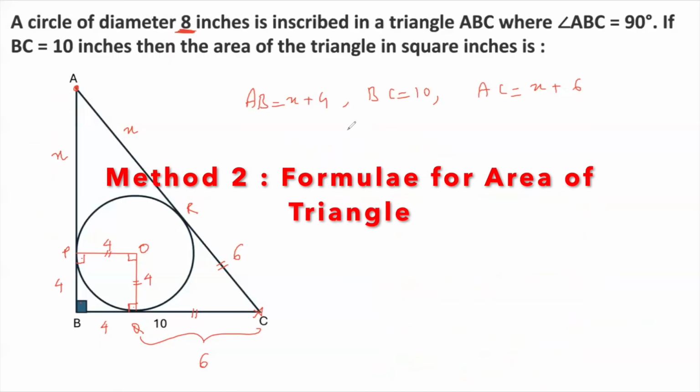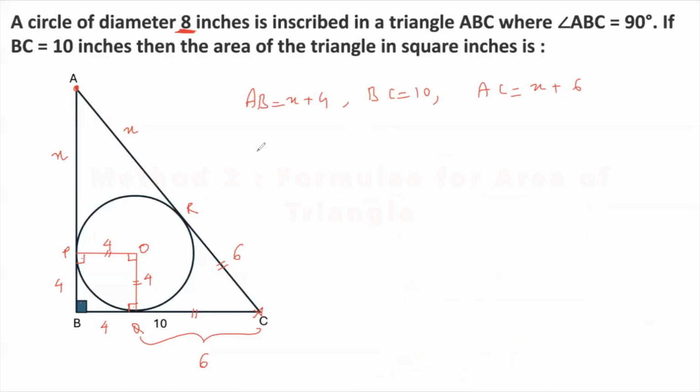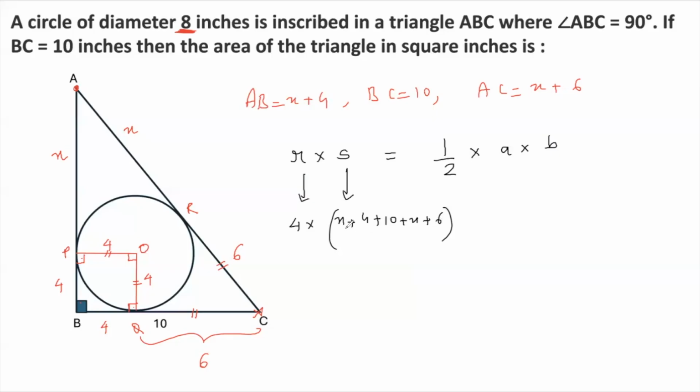Let's look at another way of getting the answer here. We know that for any triangle, the area is inradius into the semi-perimeter. And since this is a right angle triangle, the area will be the same as half into the product of the perpendicular sides. So now inradius we know is 4 in this particular question, into semi-perimeter, which will be the sum of sides divided by 2. So AB is x plus 4, BC is 10, and AC is x plus 6. All this divided by 2 is equal to half into the product of perpendicular sides, x plus 4 into 10.